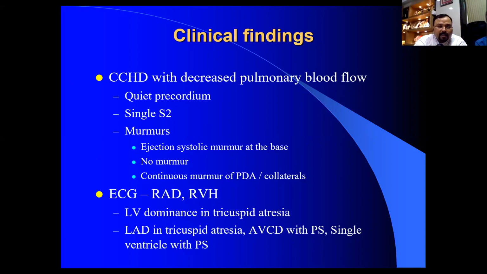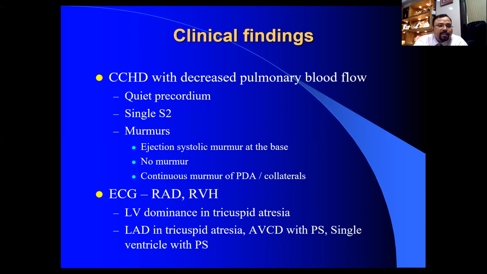There will be a single second heart sound because pulmonary stenosis or severe pulmonary stenosis will lead to a very soft P2 component, which is usually not audible. In murmurs, you will listen to an ejection systolic murmur at the base of the heart, or sometimes there won't be any murmur, like TGA with intact ventricular septum, or sometimes a continuous murmur. When TOF is associated with pulmonary atresia, you will listen to the murmur of PDA or collaterals. On ECG, you will see right axis deviation plus right ventricular hypertrophy.